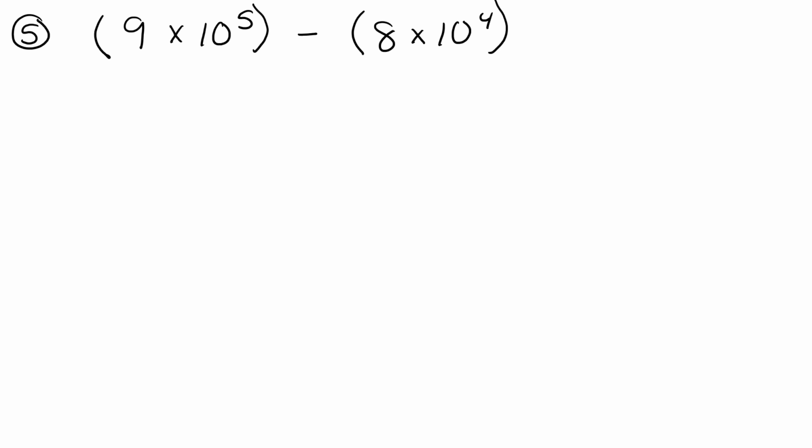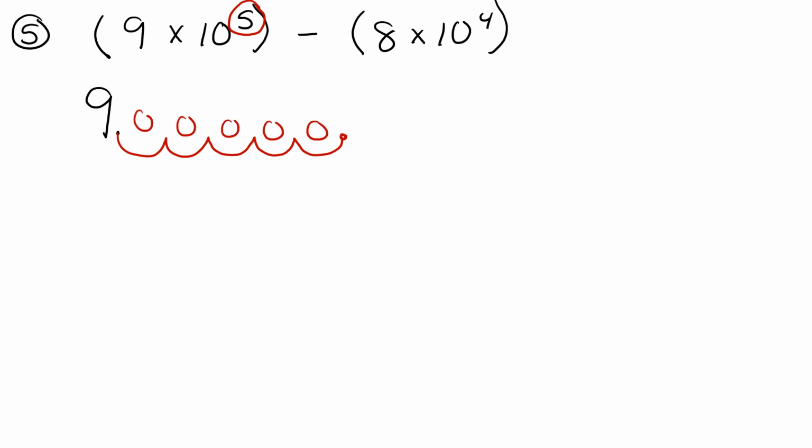For number 5, we have the number 9 times 10 to the 5th. And we're going to subtract it from 8 times 10 to the 4th. We're going to start by moving our decimal point with the 9. Remember, the decimal point is behind the number. We move the decimal point 5 times, 1, 2, 3, 4, 5, filling in those place values with zeros, and then rewriting our answer more carefully and more clearly to get 900,000.